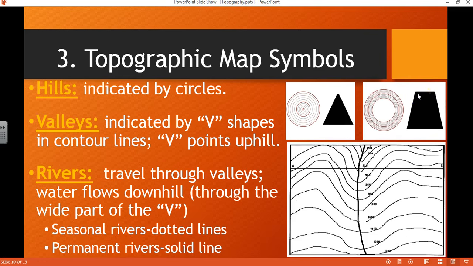Now a valley is indicated by a V shape in the contour lines. So here on this map we have all these contour lines, and notice how they kind of make a V shape right through here.